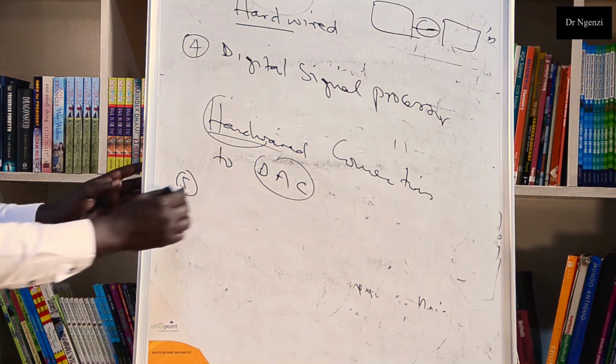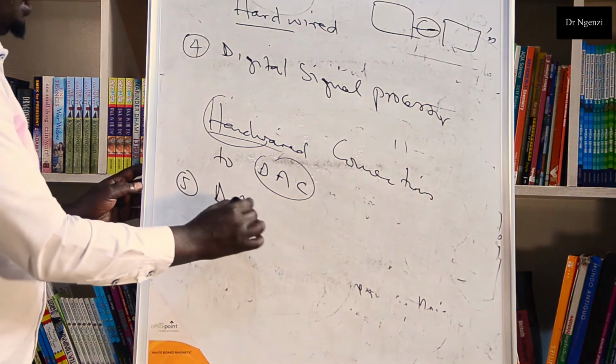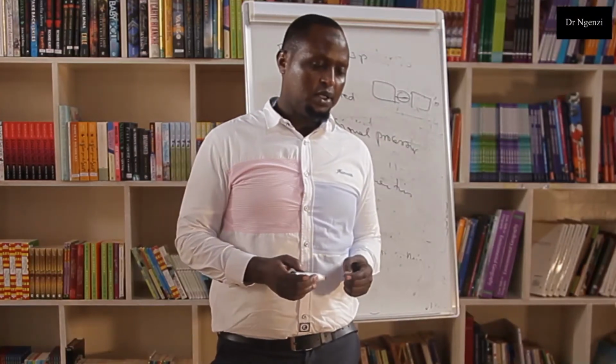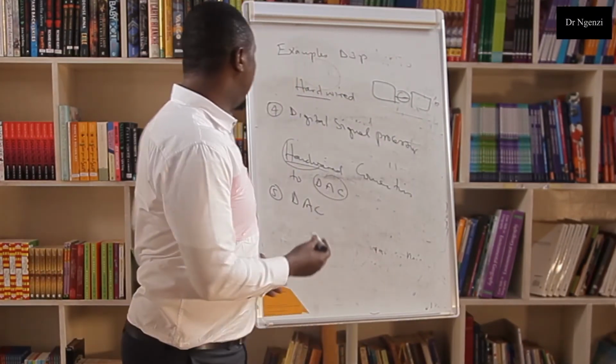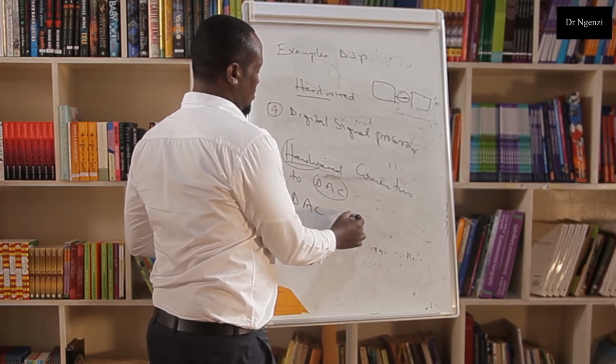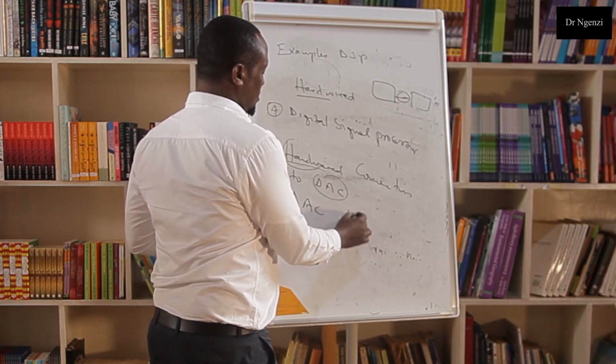Now we move to the DAC, which is the digital to analog converter. So this is going to give an output signal purely digitalized. So it's going to give the digital output.